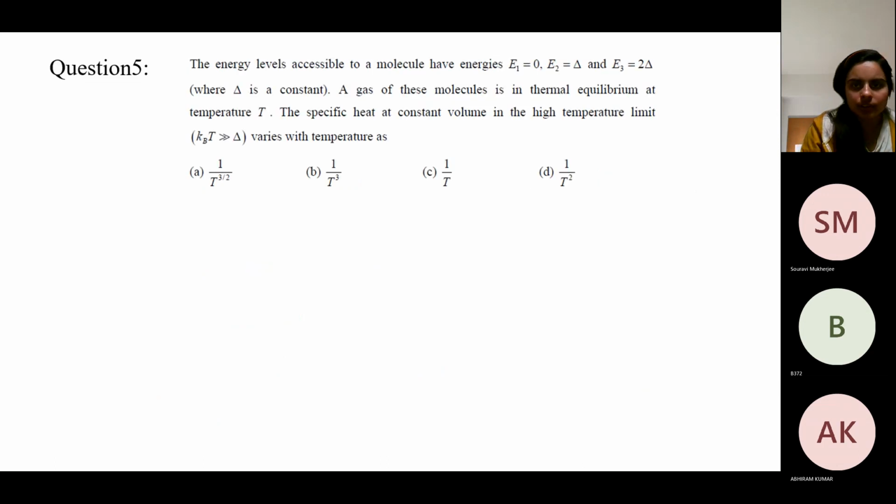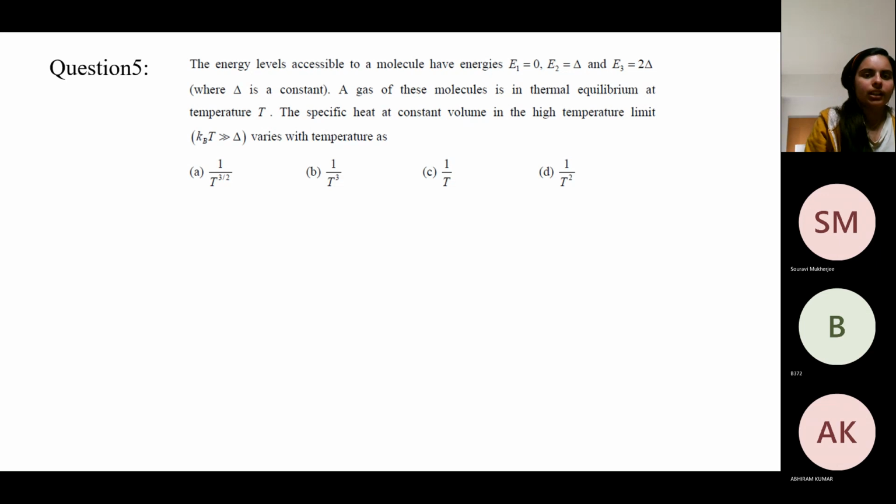Okay. So now this is another question. The energy levels accessible to a molecule have energies 0, delta, and 2 delta. A gas of these molecules is in thermal equilibrium at temperature T. The specific heat at constant volume in the high temperature limit varies with temperature as.